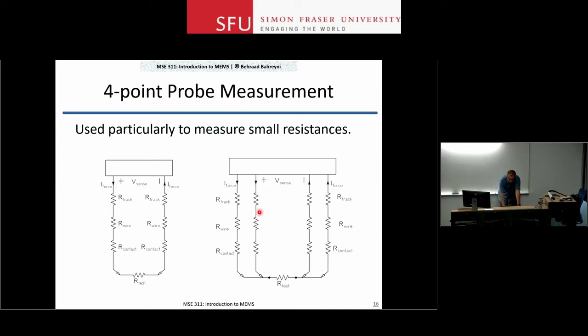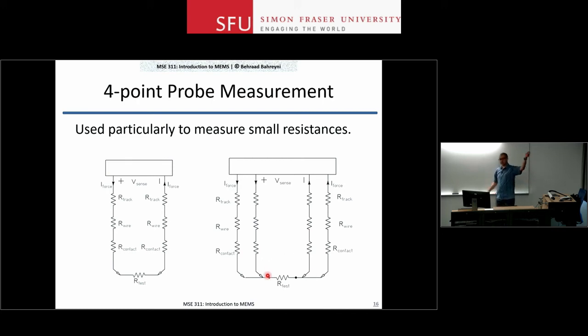Again, I have R track, R wire, R contact, all those series resistors, I still have them. But because the input resistance of my voltage measurement unit is huge, there is not going to be any current flowing in this loop, right? So in this branch and in this branch, I will have almost zero current because the input resistance of Vsense is very large. And therefore, there is no voltage drop across these resistors because the current is zero. And therefore, what I measure is the true voltage across R test.